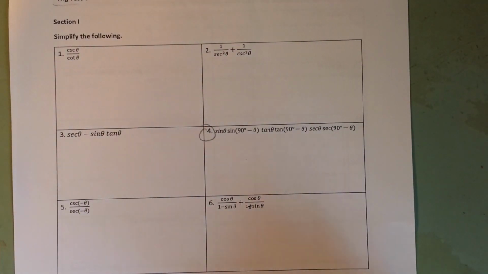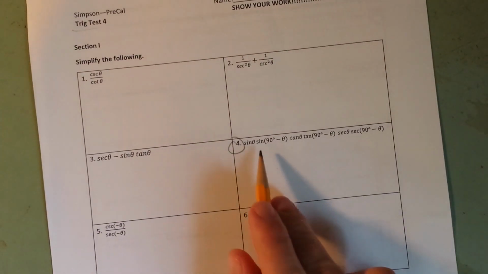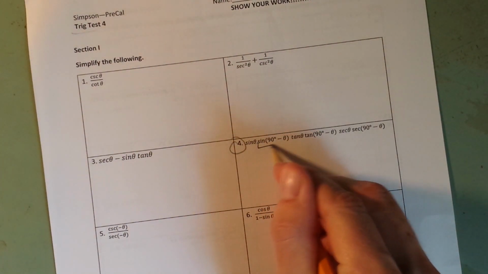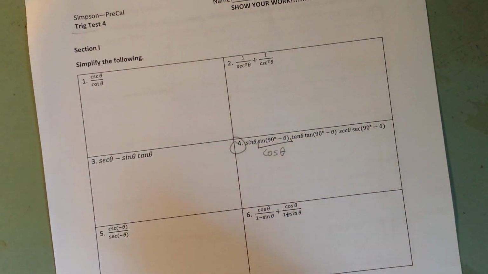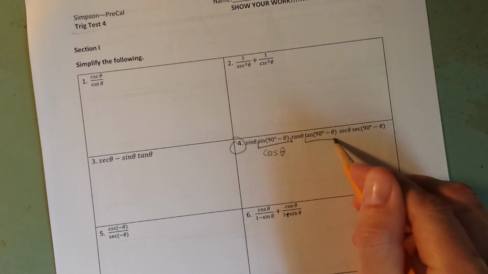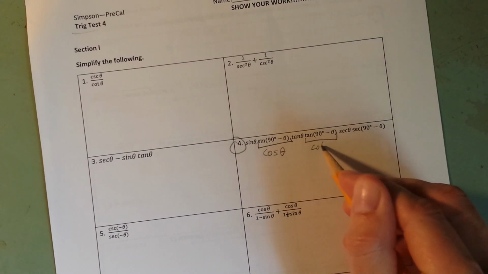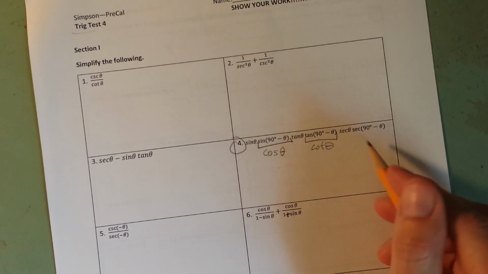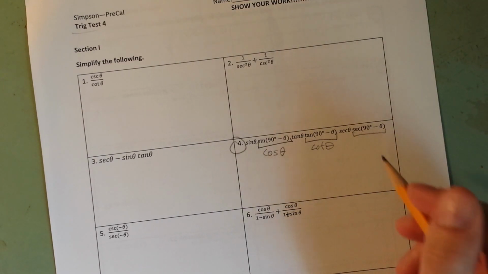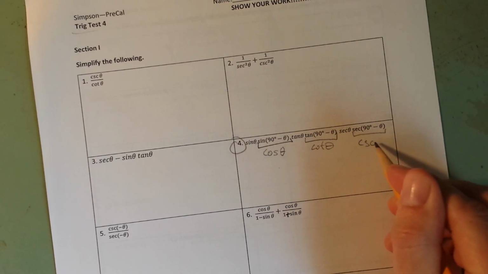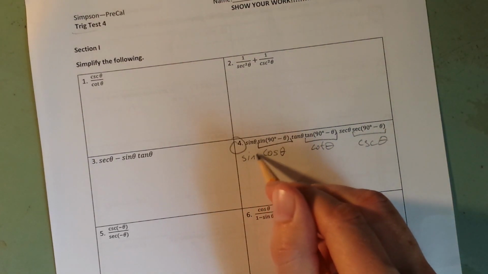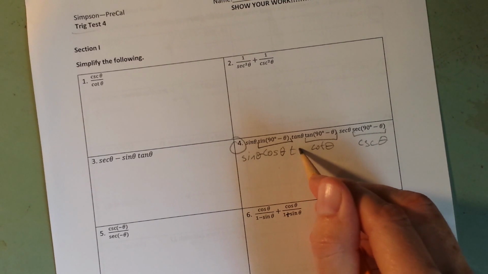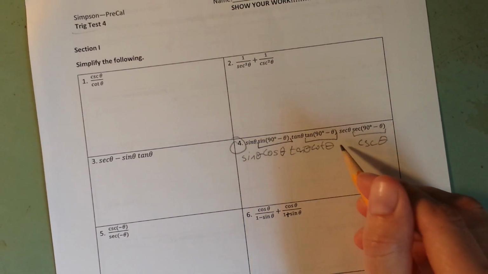Okay, so here we've got sine of theta and then sine of 90 minus theta. So we said sine of 90 minus theta is the same thing as cosine of theta. It's cofunction. Tangent of 90 minus theta is the same thing as cotangent. It's cofunction. And secant of 90 minus theta is the same thing as cosecant. It's cofunction. So all these things are multiplied together. Sine times cosine times tangent times cotangent times secant times cosecant.